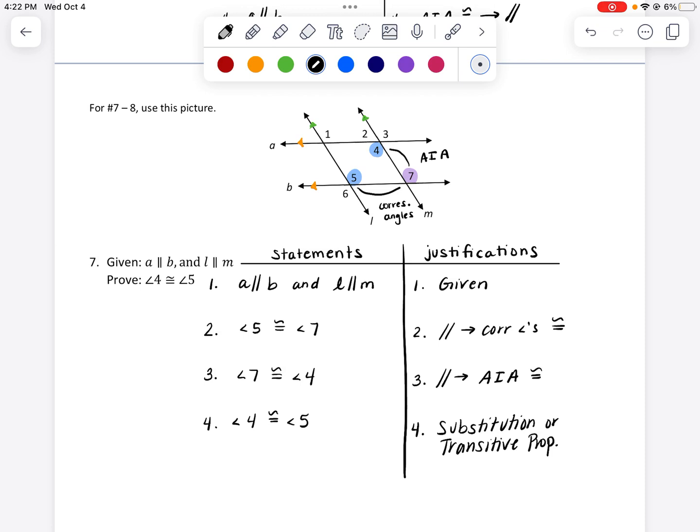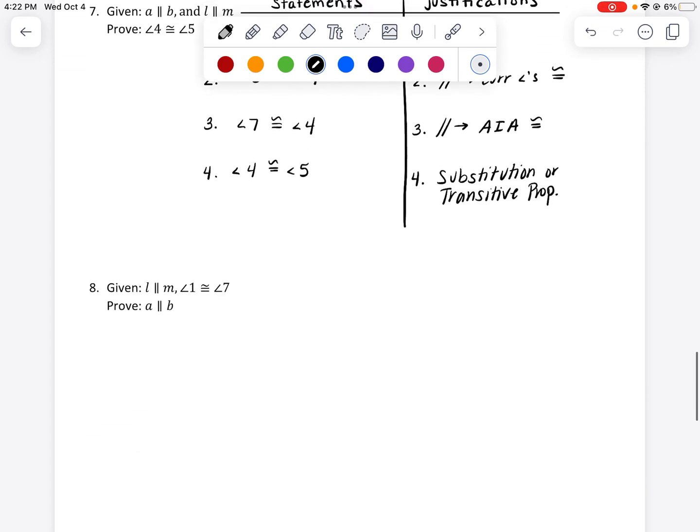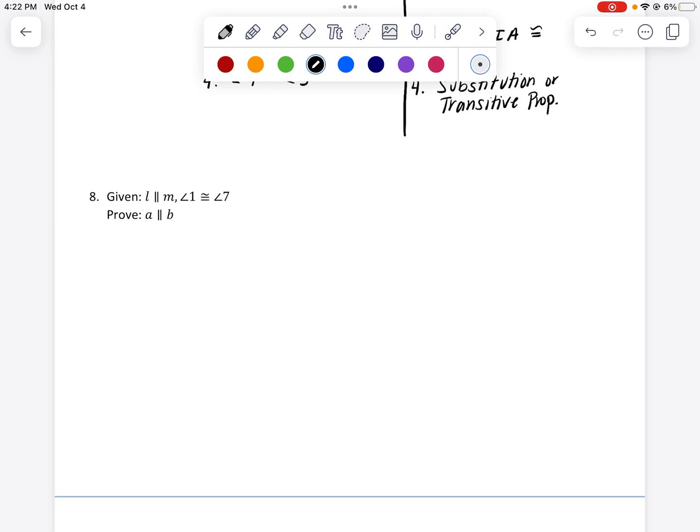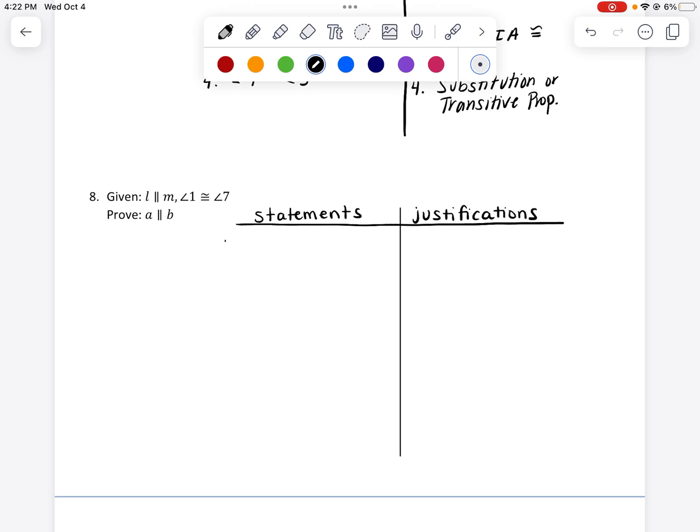Okay, last one. Lots of proofs today, but lots of practice is good. So I'm going to draw my last T proof. And I'm going to start with my given. So L is parallel to M. And angle 1 is congruent to angle 7.